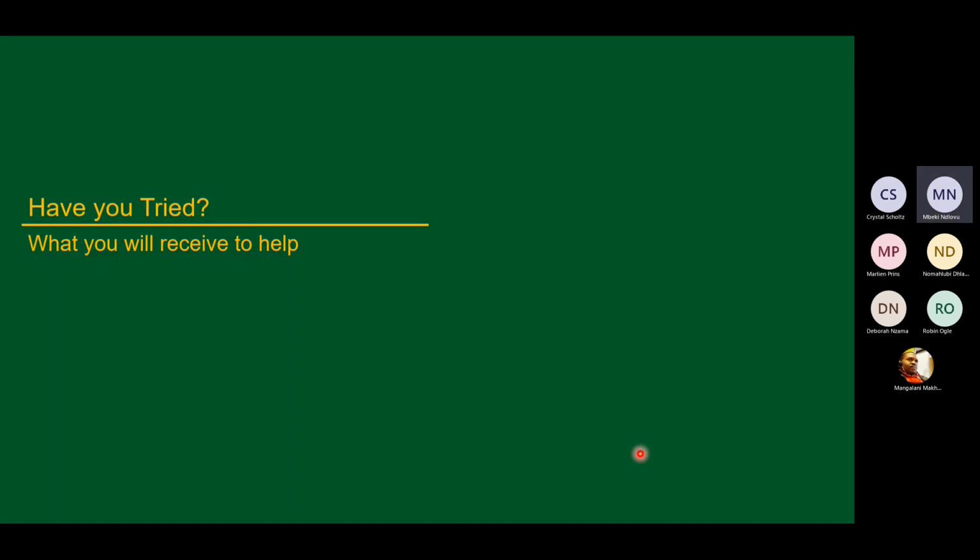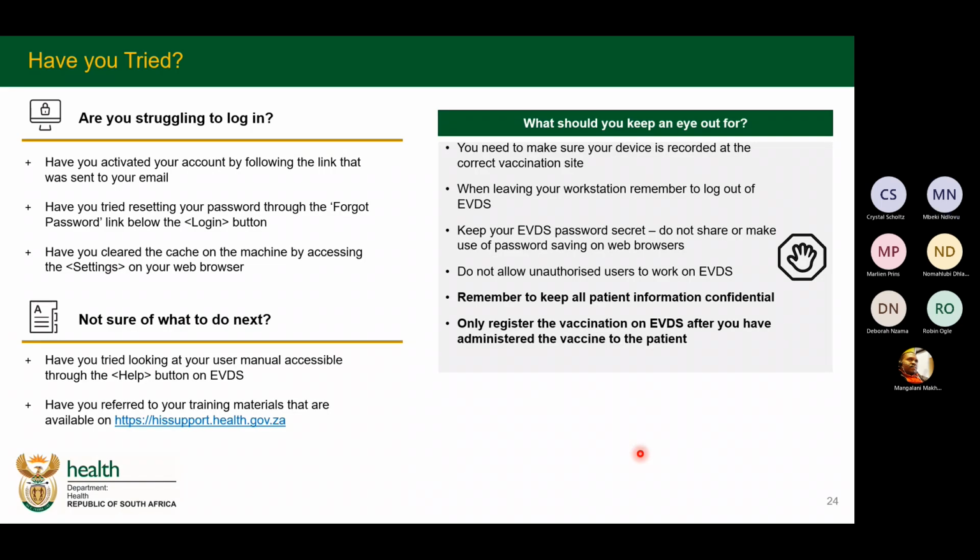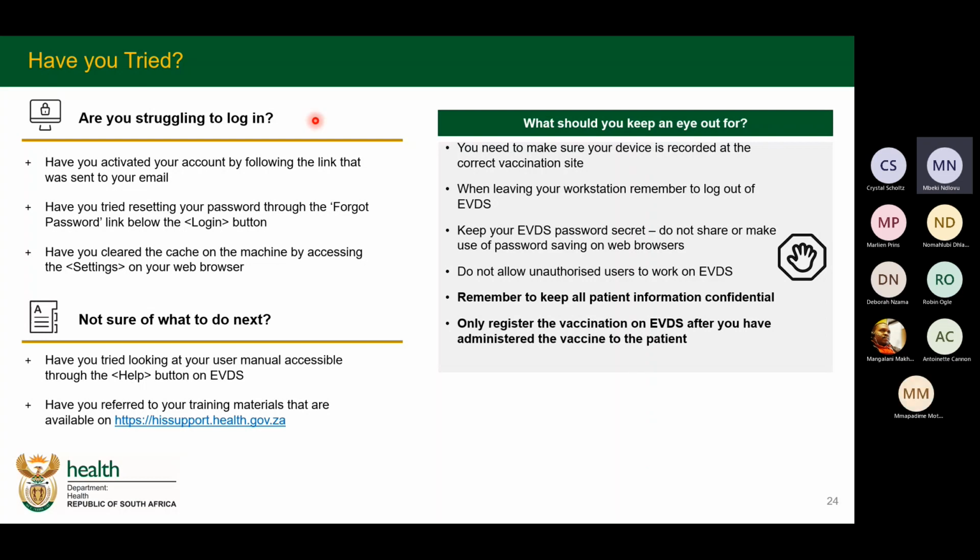Now, the final part of this training is to talk about some troubleshooting issues, where we ask the question, have you tried? Are you struggling with logging in? We ask the question, have you tried to activate your account by following the link that was sent to your email? Have you tried resetting your password through the forgot password link?